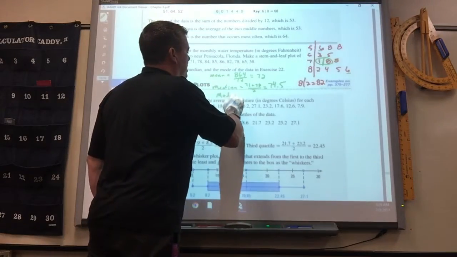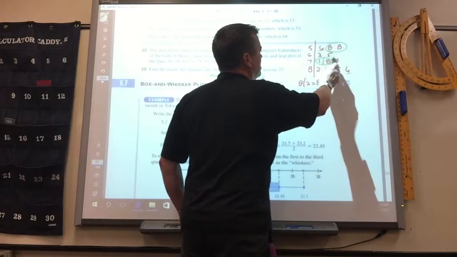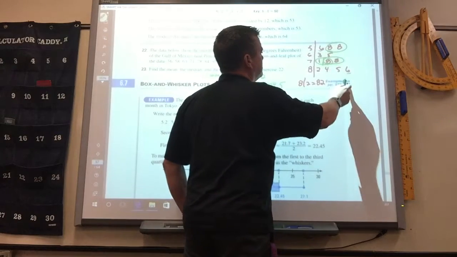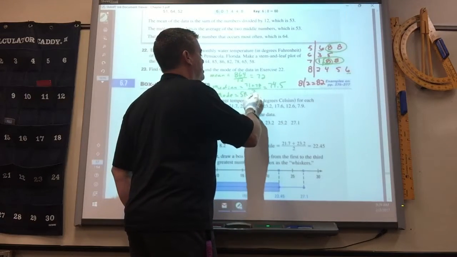And then the mode is the number that appears most often, which there's 2 58s and 2 78s. So there's 2 modes, 58 and 78.